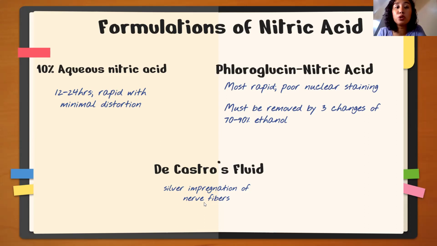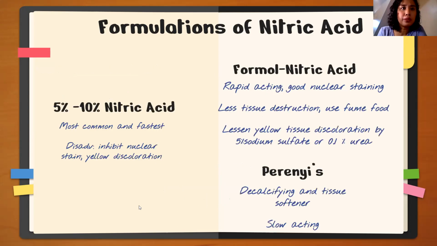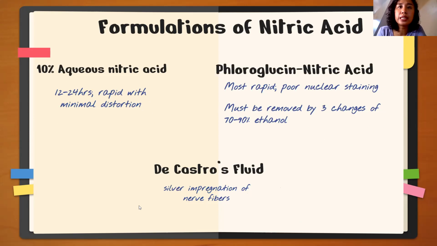Phloroglucin nitric acid is the most rapid. Phloroglucin is also fast, but gives poor nuclear staining. This is the key point: it must be removed by 3 changes of 70 to 90% ethanol. For the other formulations of nitric acid, you just wash with water, but phloroglucin nitric acid is removed through alcohol, 3 changes.